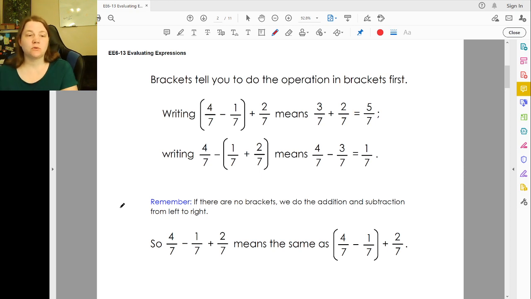Remember that brackets or parentheses tell us which operation to do first. So if we wanted to make sure we do the 4/7 minus 1/7 first, we would put parentheses around it. If we wanted to make sure that we do 1/7 plus 2/7 first, we put parentheses around that. If there are no brackets, we do addition and subtraction from left to right. We also do multiplication and division from left to right.